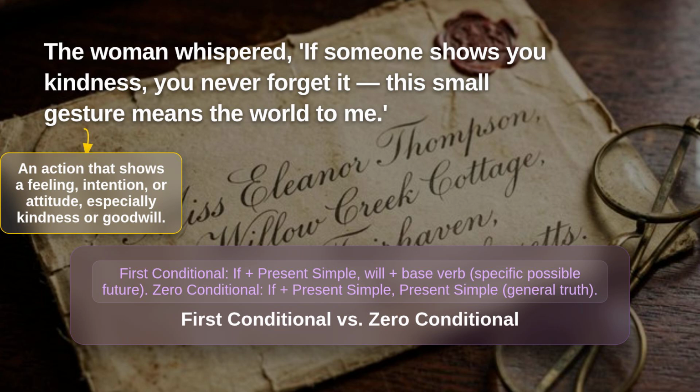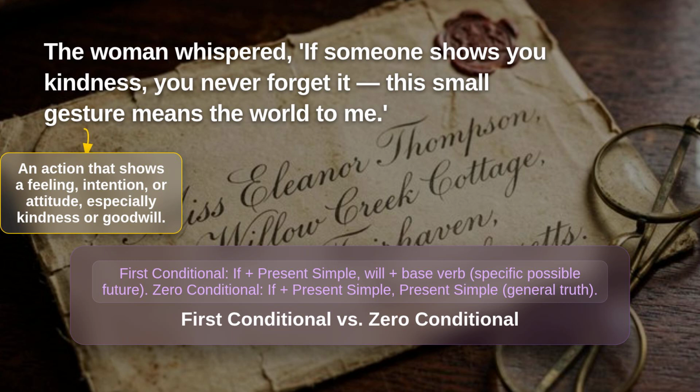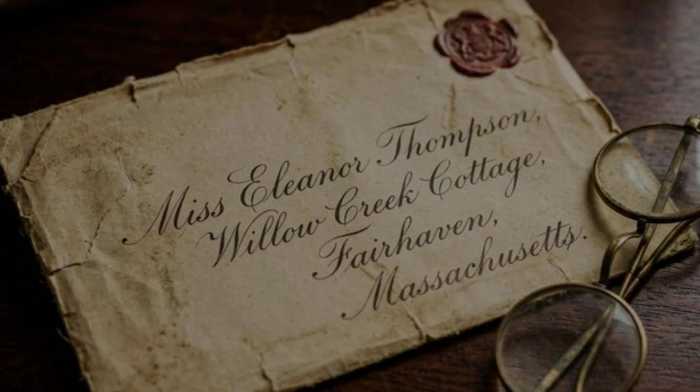First conditional. If she finds the owner, she will deliver the letter. Specific future possibility. Zero conditional. If someone shows you kindness, you never forget it. General truth, always true. First conditional. Will in the result. Zero conditional. Present simple in both parts. And with that, our story comes to a perfect close. Sarah's small gesture changed someone's day, and our story taught us the grammar of possibilities and truths.